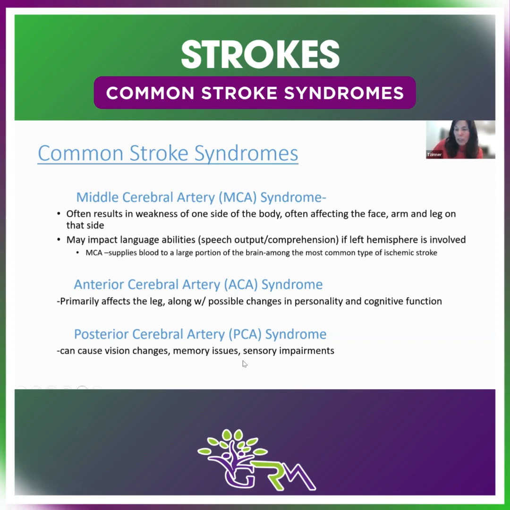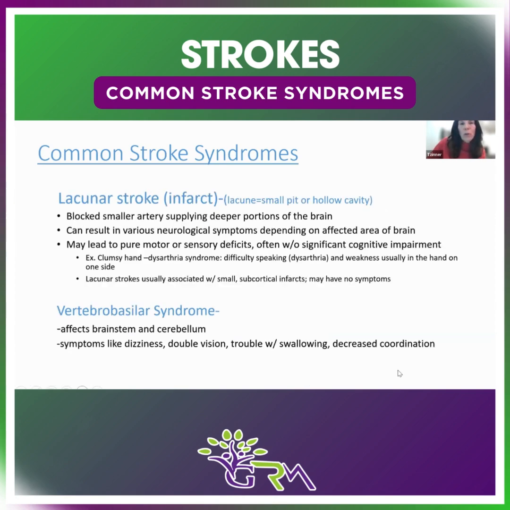There's also something called lacunar stroke. A lacuna is actually a Latin word for small pit or a hollow cavity. And that's really what you see on an MRI or CAT scan, small dark spots from a lacunar stroke. So they're very small typically. You have a blocked smaller artery that supplies a deeper portion of the brain, and you can get different symptoms depending on where the brain is affected.